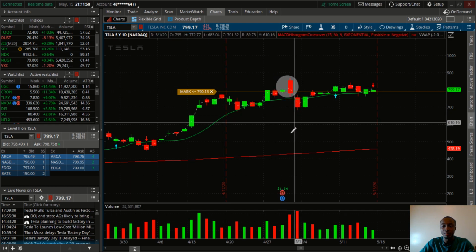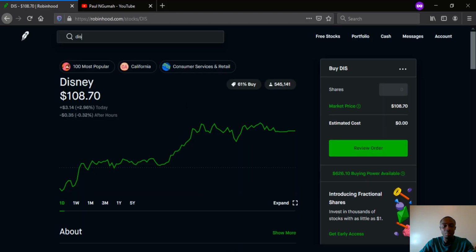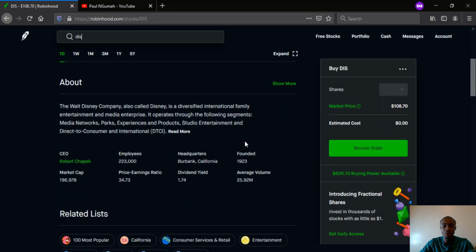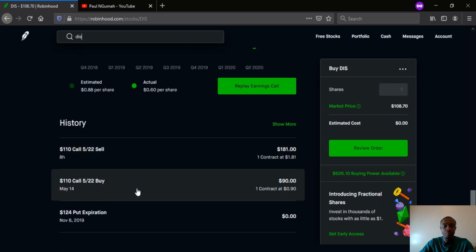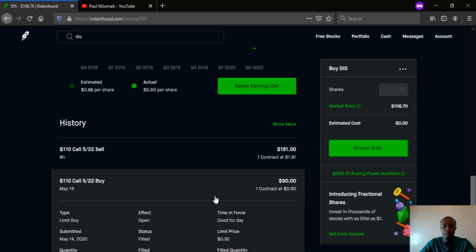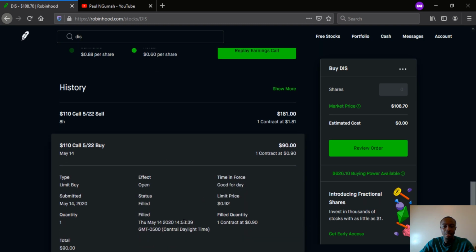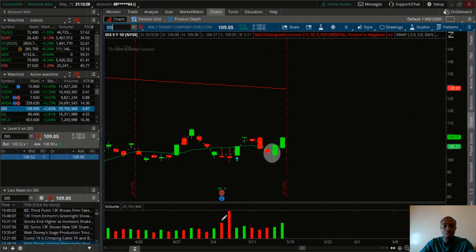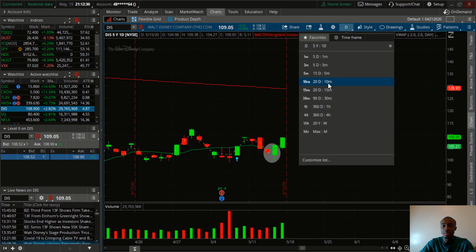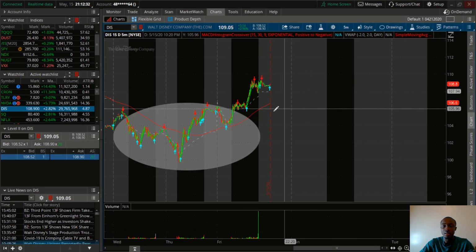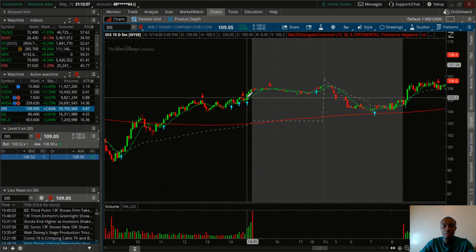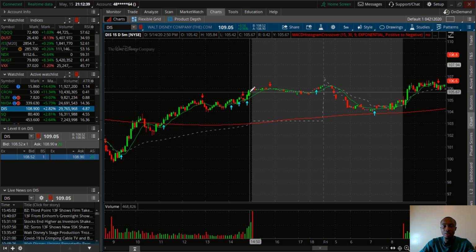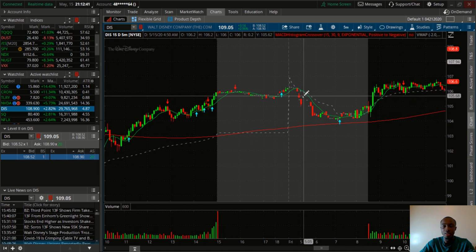direction, okay? Now if we take a look at the Robinhood account, again, this is Disney, and then we scroll down to the history right here. Yeah, we can see I bought 1 contract on May 14 for $90, and I bought it at exactly 7 minutes before the market closed, which was in this, let me remove that for you, all right, which was in this candle right here. I bought it right in this candle right there for swing trade, okay?